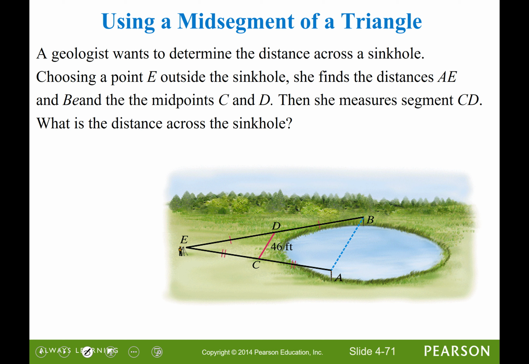All right, let's use the midsegment of a triangle to find a distance that we otherwise wouldn't have been able to find. So check out this figure. We have a sinkhole, and we want to know the distance across it. Okay, well, maybe you don't have the right tools to measure from point A to point B. So how are you going to find out the distance from point A to point B?